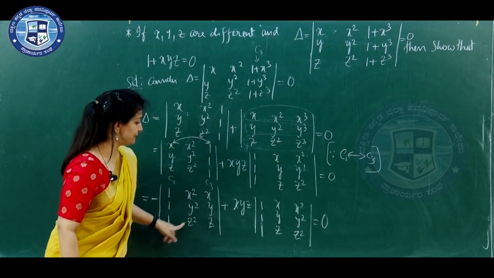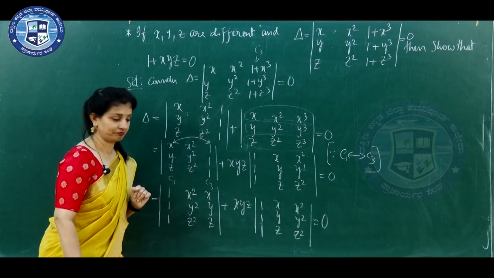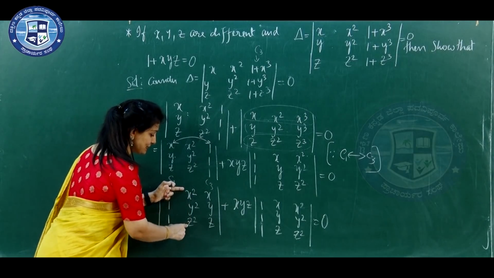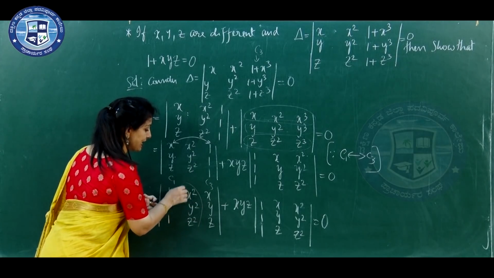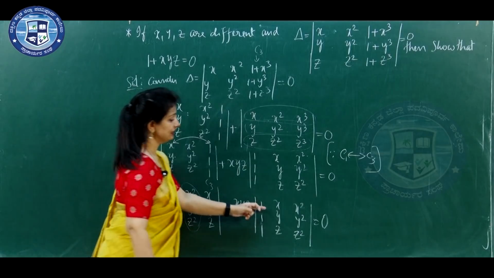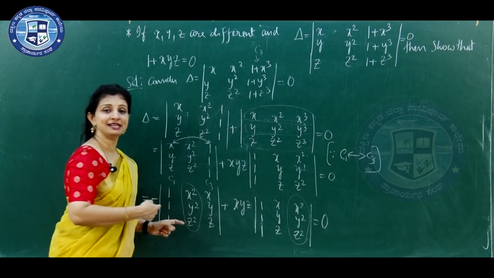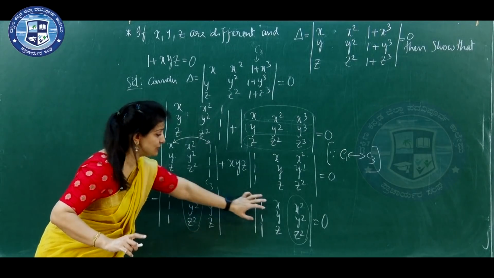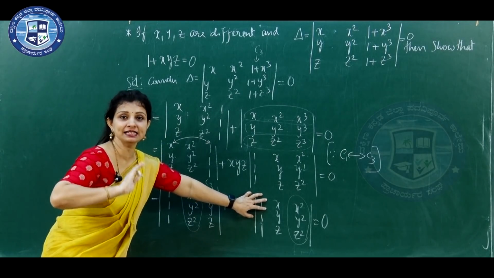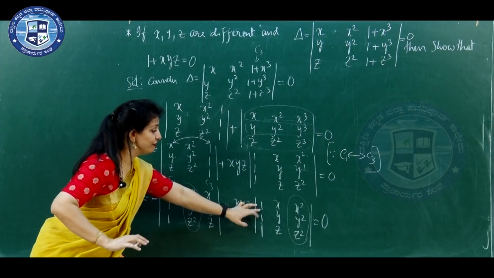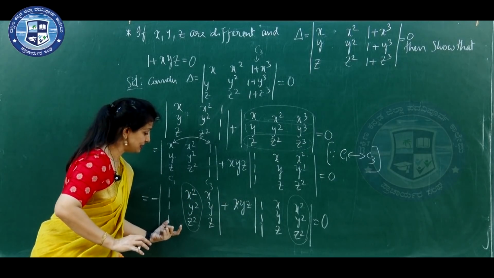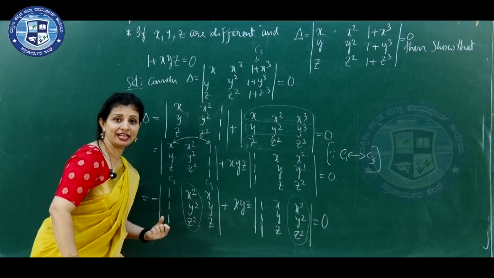Now, observe these two determinants again. x square, y square, z square is in the second column, but here x square, y square, z square is in the third column. We try to make the two determinants identical, same, so that we can take the common determinant out to write the remaining terms.